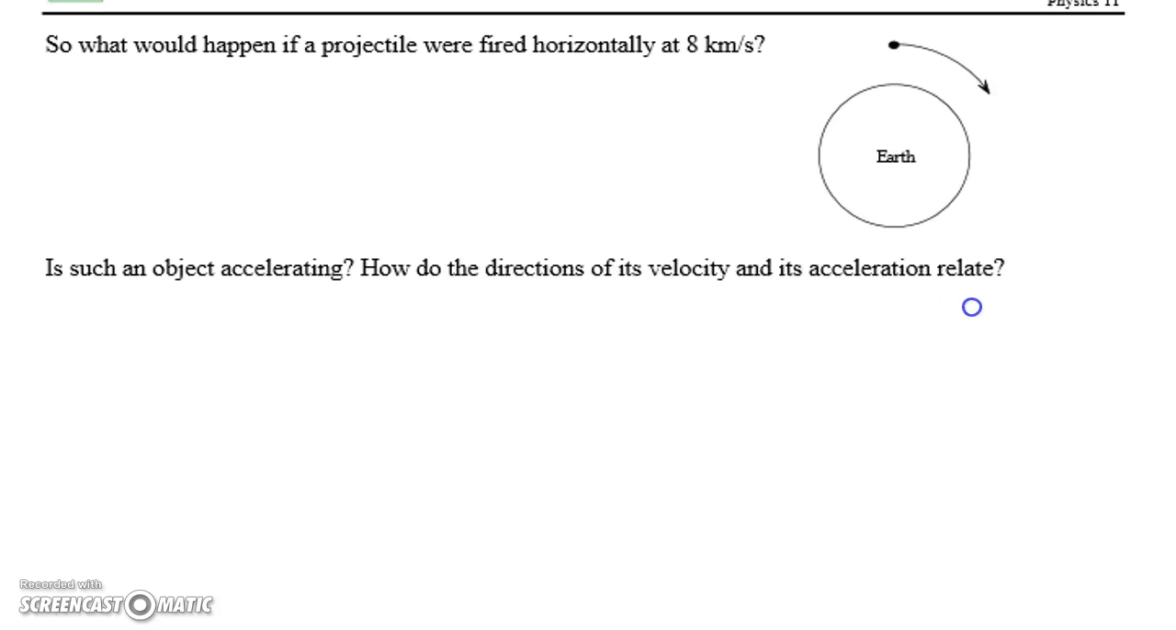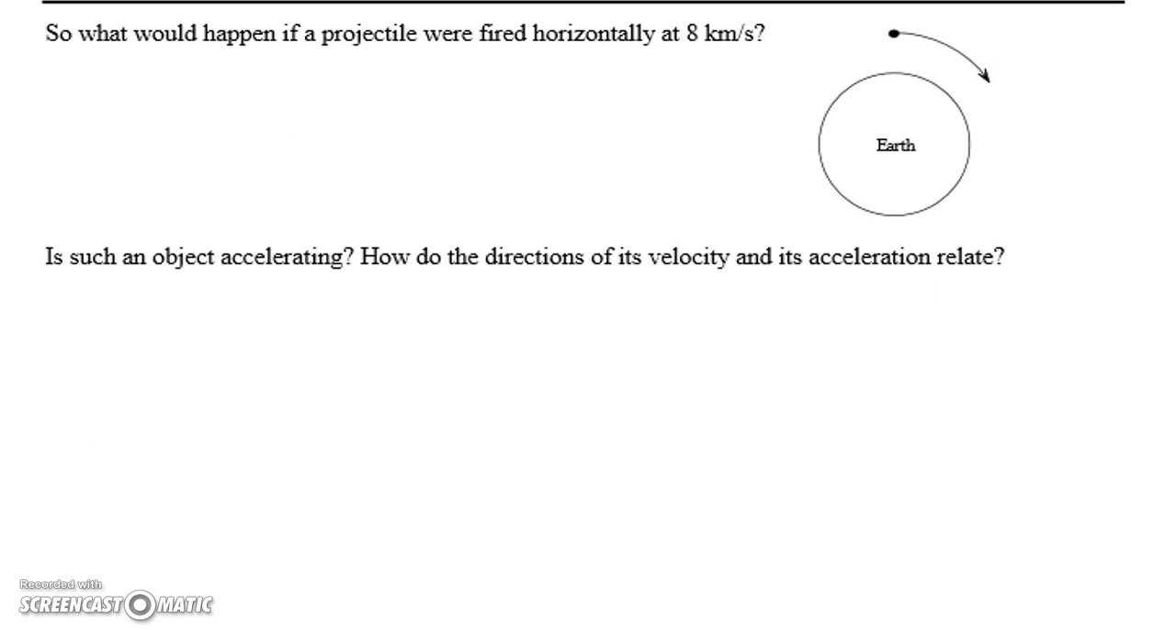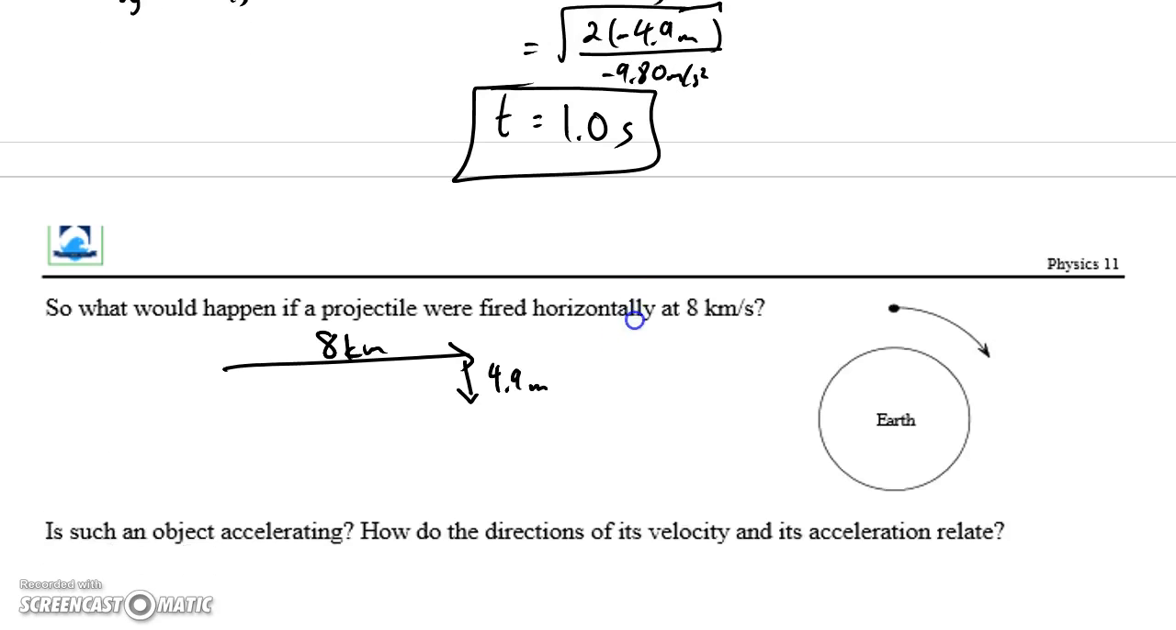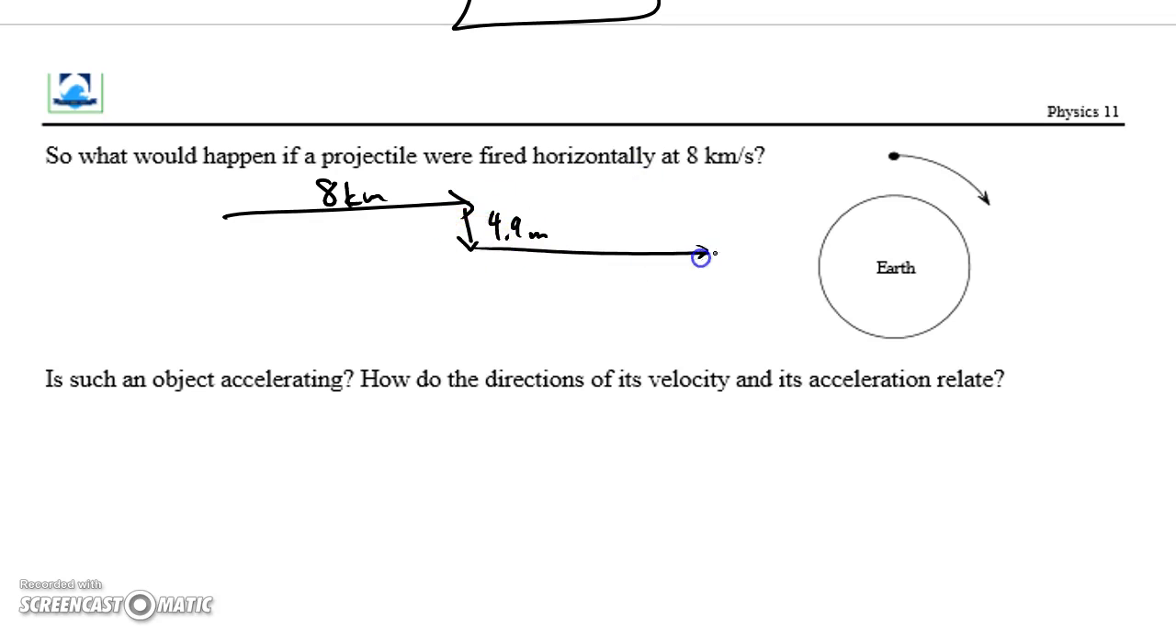Now here's our question, and think about this situation. If a projectile was fired horizontally at 8 kilometers a second, what would happen? So think about that. In that time, it's gone 8 kilometers this way, and in 1 second, it would drop 4.9 meters, just like we just said. So an object takes 1 second to drop 4.9 meters, and then it would go another 8 kilometers and drop another 4.9 meters.